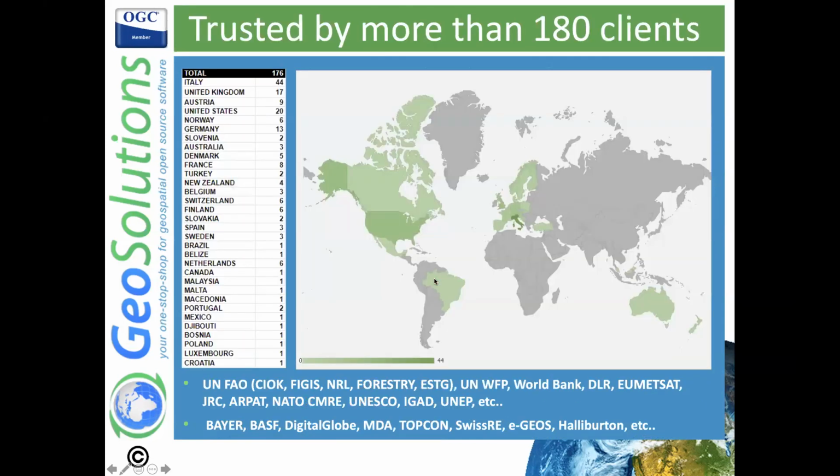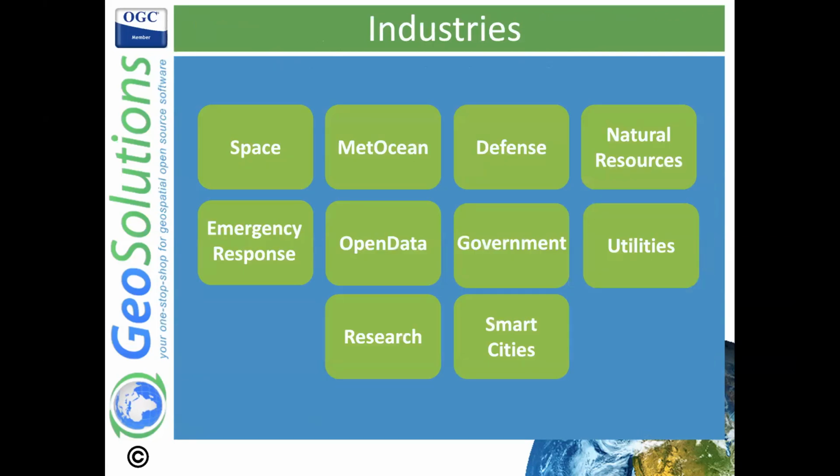We have about 180 clients around the world, mostly in Europe, but also in North America, and different types of customers: a lot of industry and also international organizations as well as governments. That gives us a big depth of knowledge about different domains so that we can better support your needs, whether it is in space, smart cities, open data, emergency response, and so forth.